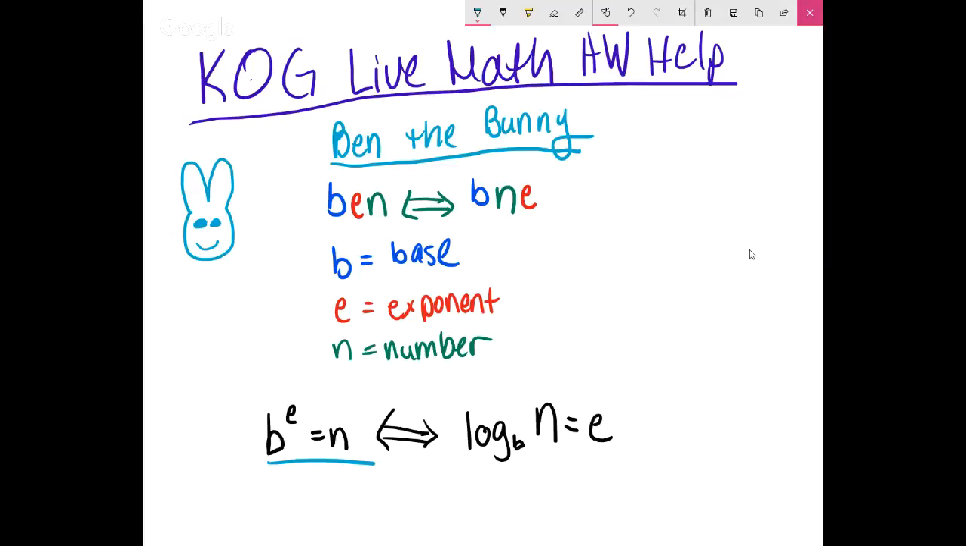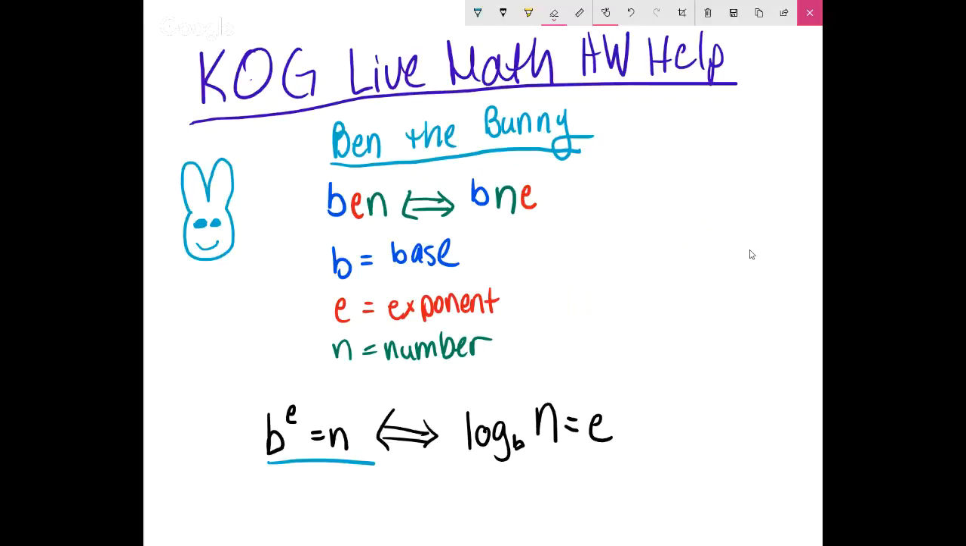Also, one more thing. If ever you see a log and you don't see a base, the base is 10. Because logs are written in base 10. All right, just wanted to point that out.